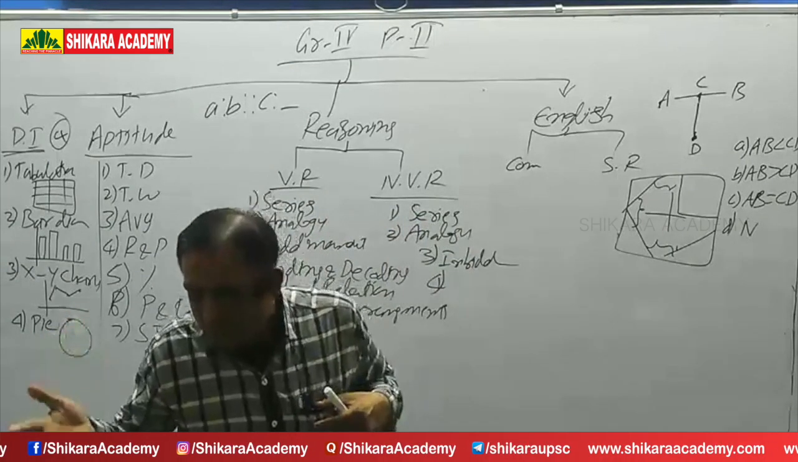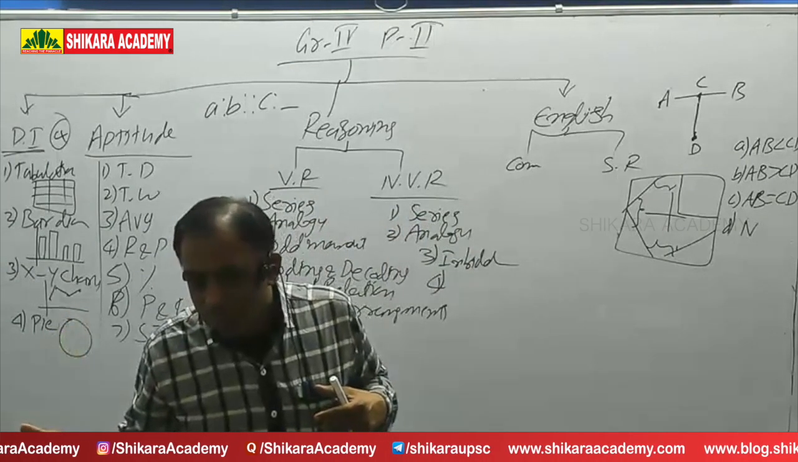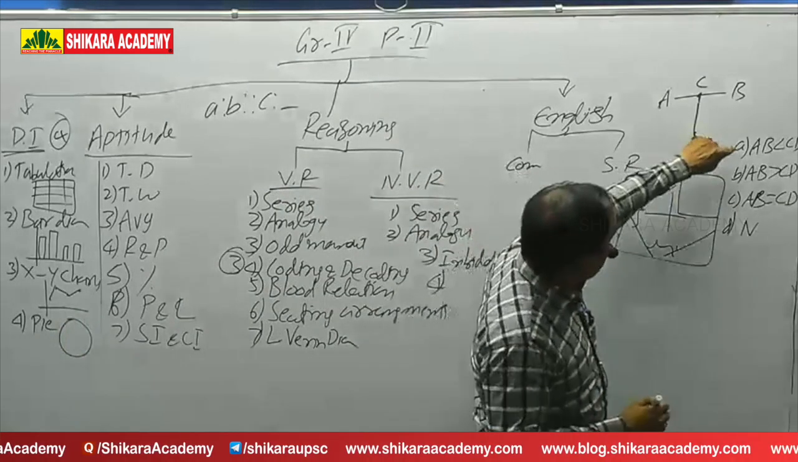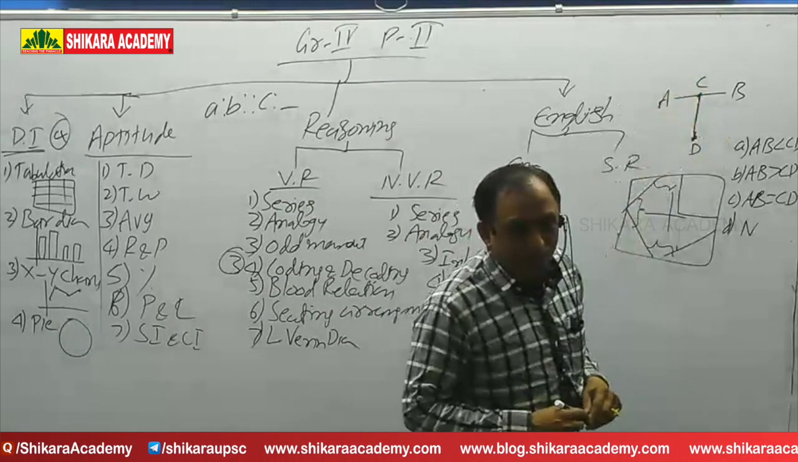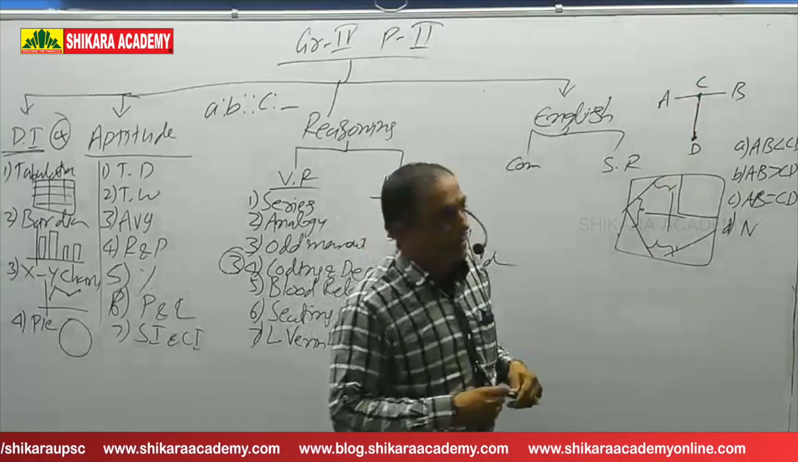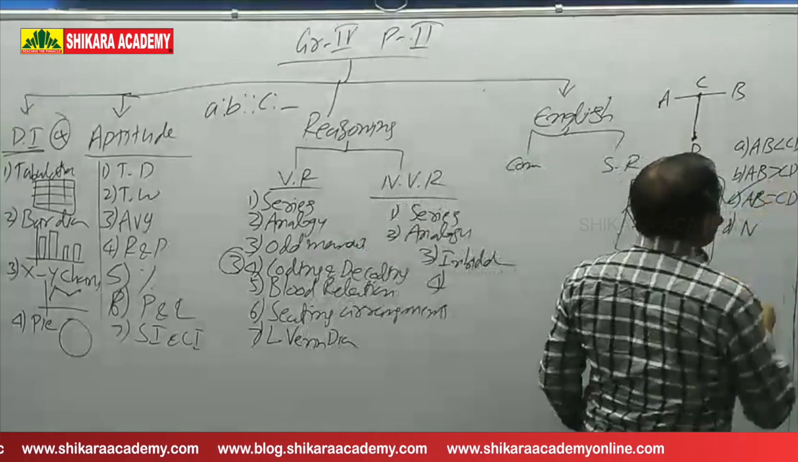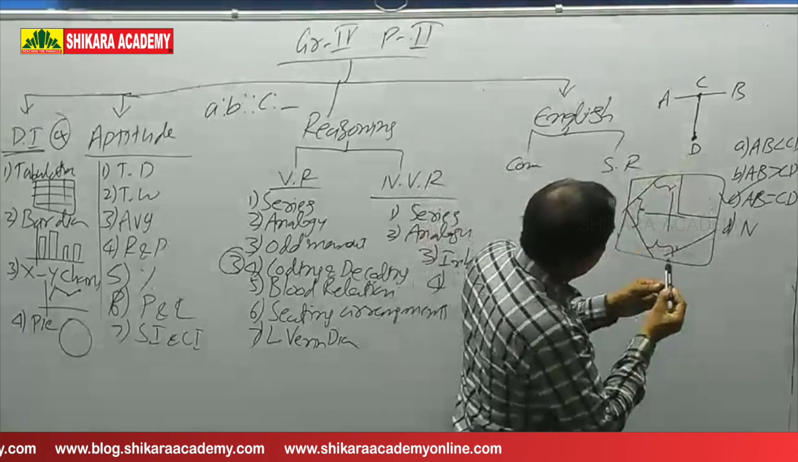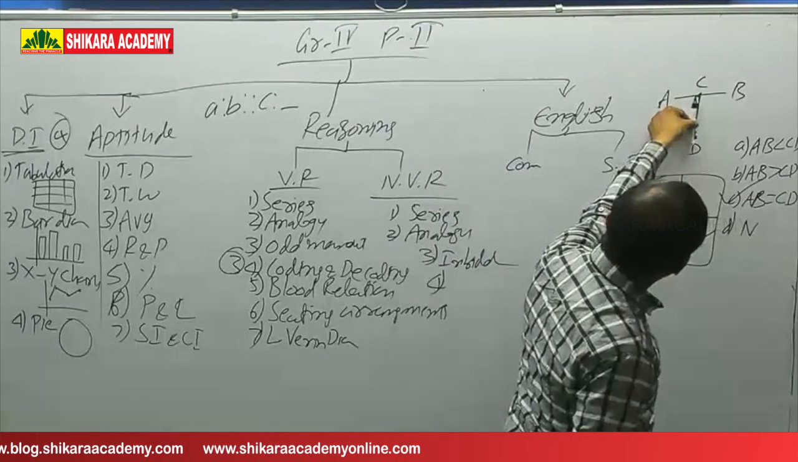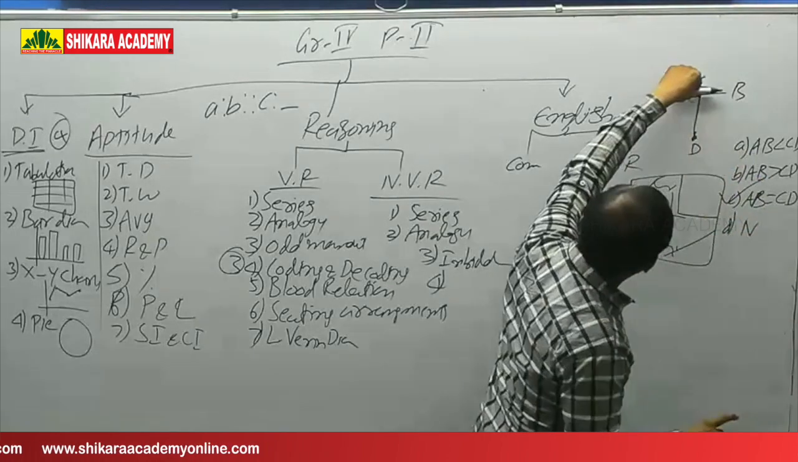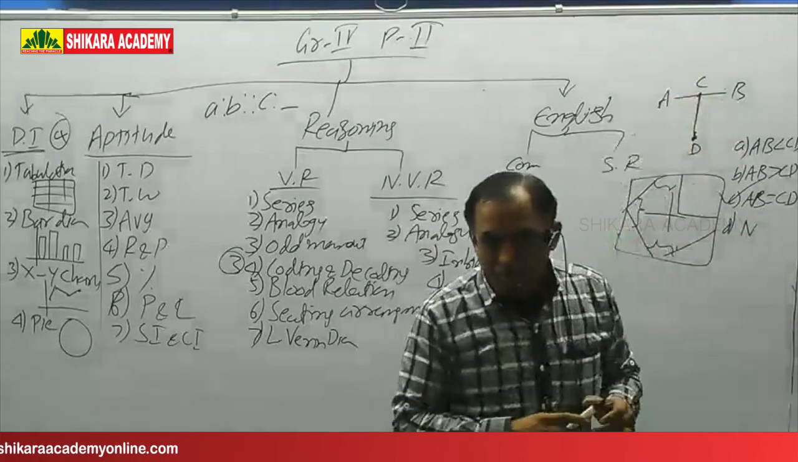Which one is the right answer? Please tell me. A means AB is less than CD. So the right answer is C. C is the right answer. CD length is equal to this marker. AB length is also equal to this marker.